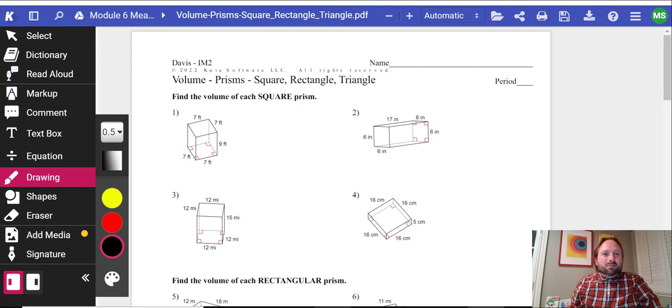Hello everyone, welcome to Integrated Math 2 as we discuss volumes of prisms. And I love this one. This is kind of like the volume of the cylinder, but in prisms.